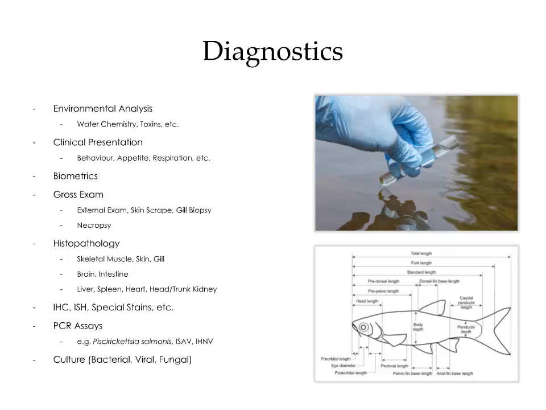Diagnostics is one of your greatest tools in aquaculture management. Information can be gathered in a variety of ways. Environmental analysis is an obvious place to start, where you can check your water parameters like pH, salinity, temperature, and dissolved gases. You can even check for the presence of certain toxins.